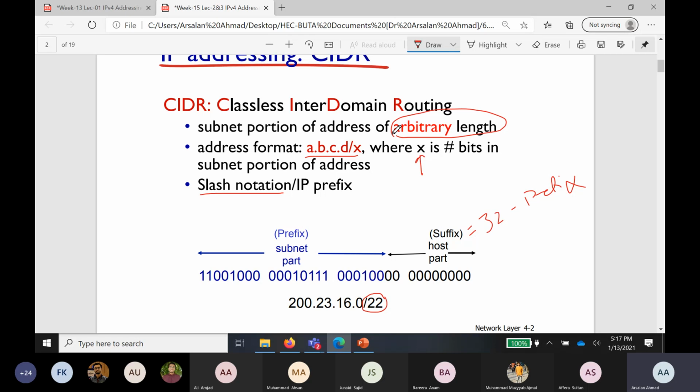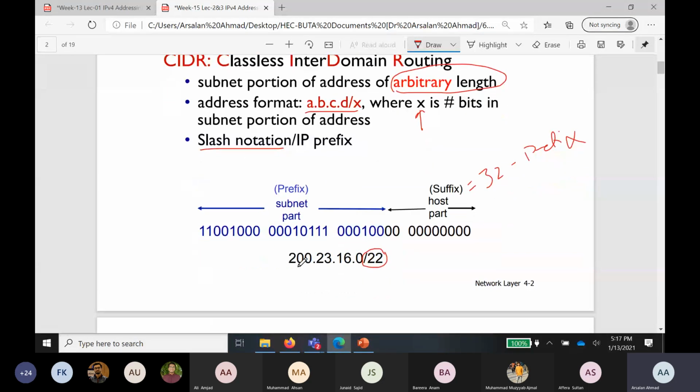Now in the previous world, I mean in the classful scenario, this 200.23.16.0 used to be a class C address.